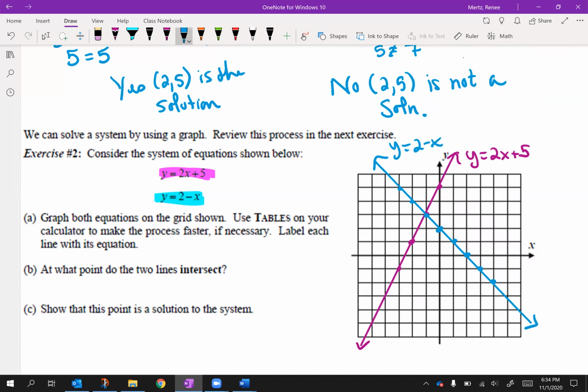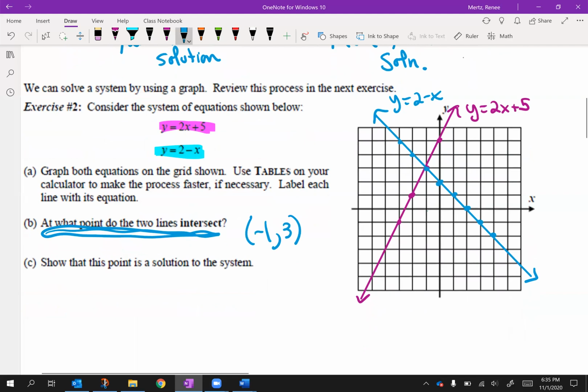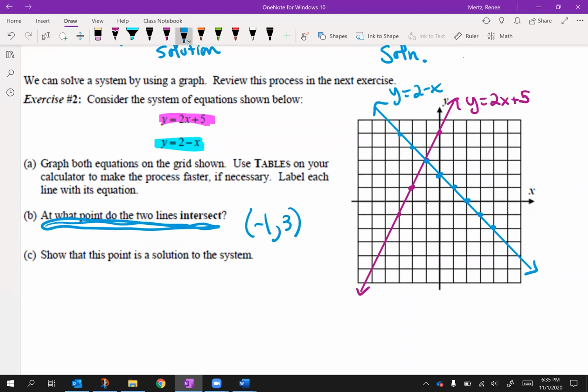So this next part, at what point do the two lines intersect? That's the part you can't forget to do. A lot of times people graph this beautifully and they never say what the answer is. So the answer to this system is the point of intersection: (-1, 3). To prove that it's the solution, we can plug it into the original, do the check. So 3 equals 2 times -1 plus 5. 3 equals -2 plus 5. 3 equals 3, yes. 3 equals 3, yes. So that's how I prove that it's the solution.